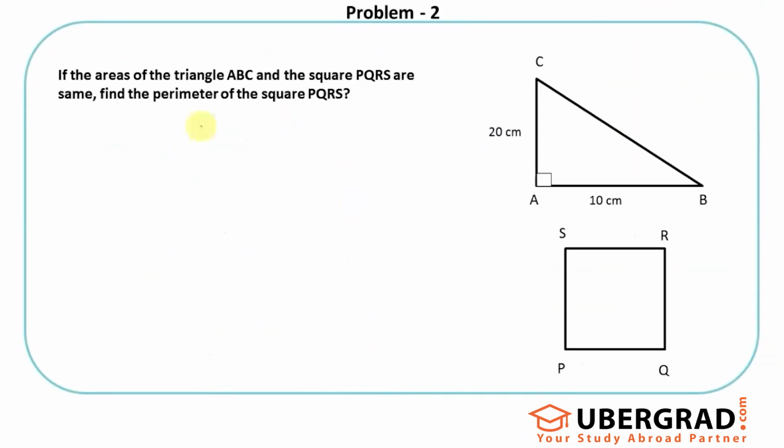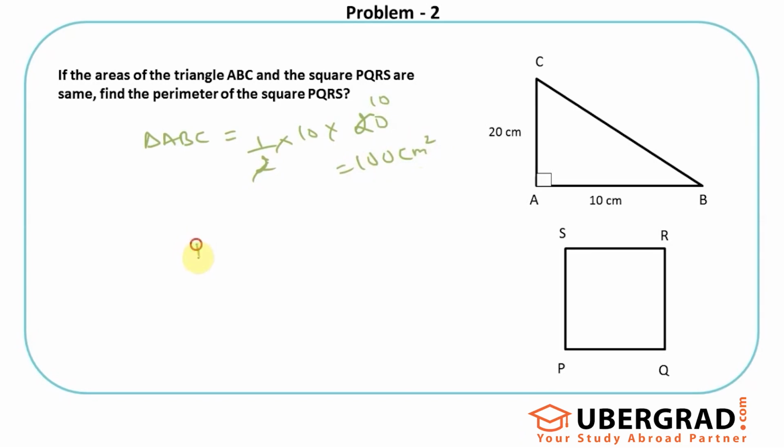This question says the areas of the triangle ABC and the square PQRS are the same. Find the perimeter of the square PQRS. So what is the area of the triangle ABC? It's a right angle triangle. So it's simply half into 10 is the base, and the perpendicular drawn is AC itself. So that is 20. So that will turn out to be 100 centimeter square.